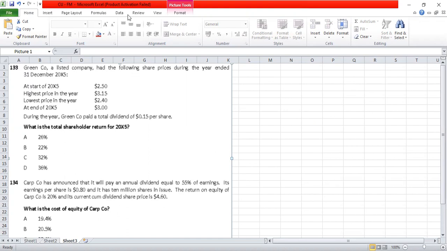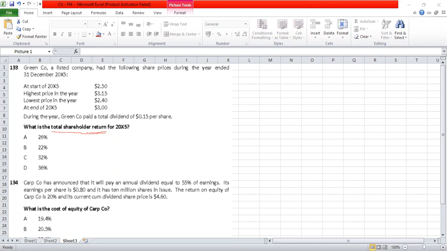We are asked to find out the total shareholder return. Because we are learning about the share capital, this is one concept. The concept of shareholder return, which is discussed here, is asking us to calculate the total return. So what does it mean by total return? What is it that the shareholder receives when he invests in the share capital? So periodically he receives a dividend amount.